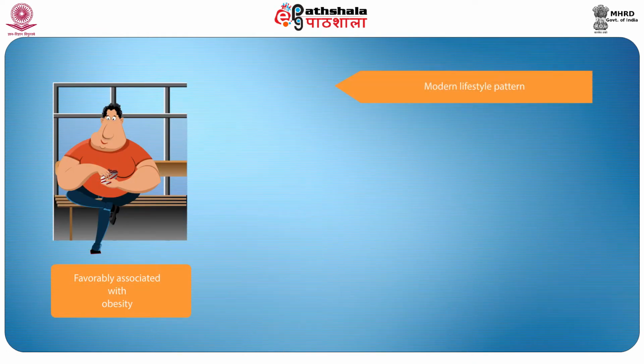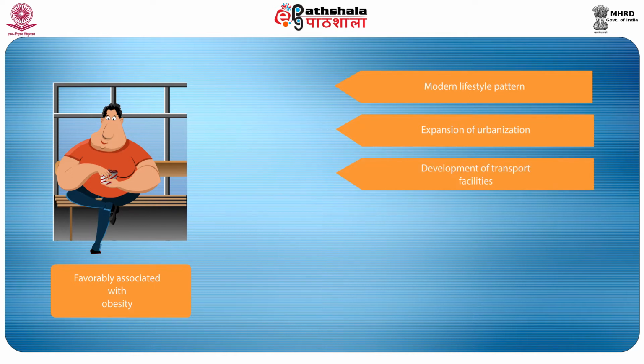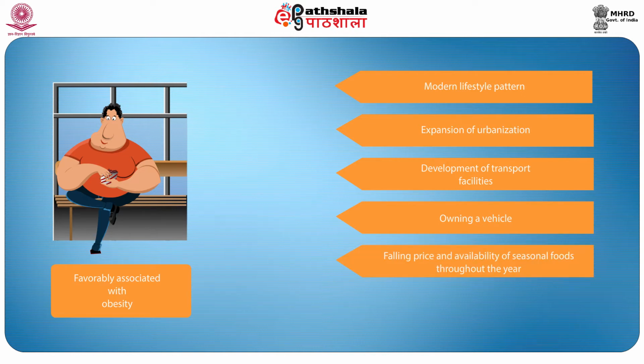Are you aware of the factors favorably associated with obesity? In spite of high unemployment and economic depression, there is a rise in living standards with nuclear families, availability of abundant foods, and increase in per capita income. Emergence of modern lifestyle patterns, expansion of urbanization, development of transport facilities, owning a vehicle for transport, falling price and availability of seasonal foods throughout the year, and comfortable living. All of you will agree that these factors are associated with obesity.